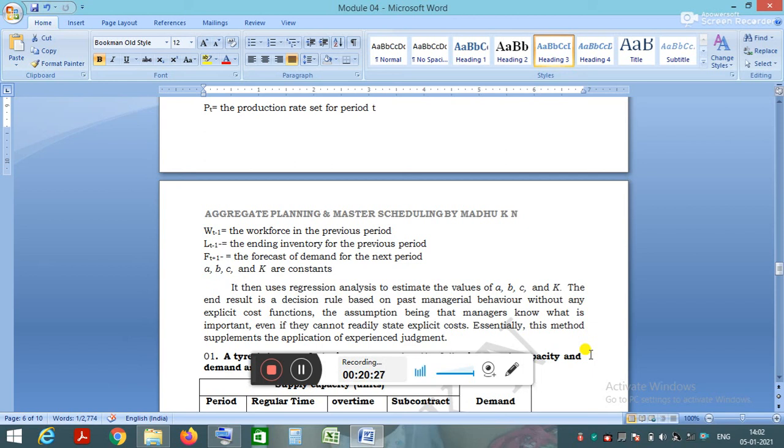Okay, this is all about the techniques which are used in aggregate planning. In the next class, we are going to discuss the problems of aggregate planning.